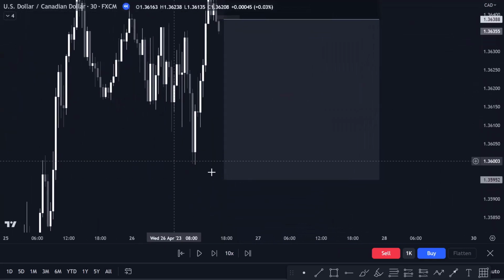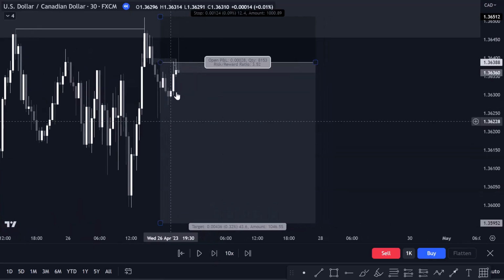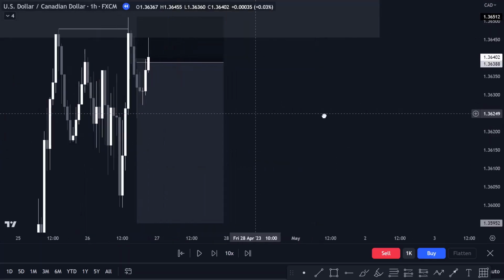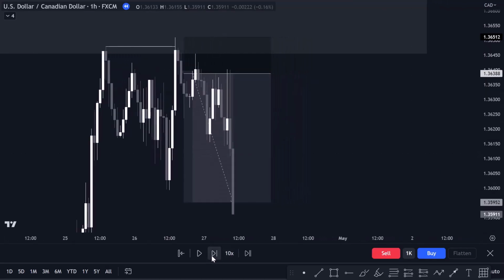maybe giving another sweep here, and we get filled now. We get filled, price goes up. I'll switch to the 1 hour just to save up some time. So we get filled one more time and then price go down.